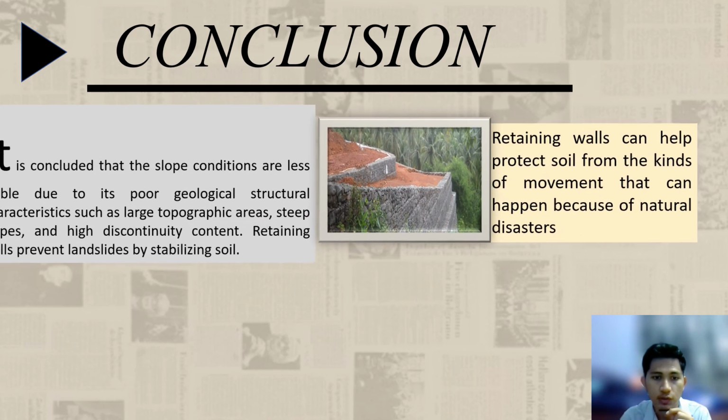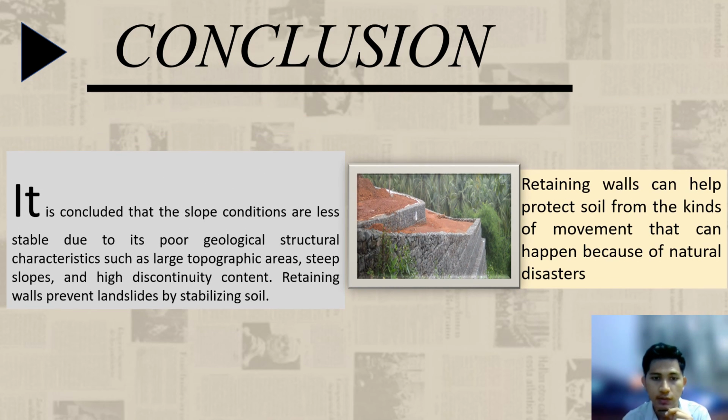As a conclusion, it can be concluded that the slope conditions are less stable due to poor geological structural characteristics such as a large topographic area, steep slope, and high discontinuity content. A retaining wall can prevent landslides by stabilizing the soil. So the retaining wall can help protect soil from the kind of movement that can happen because of natural disasters.